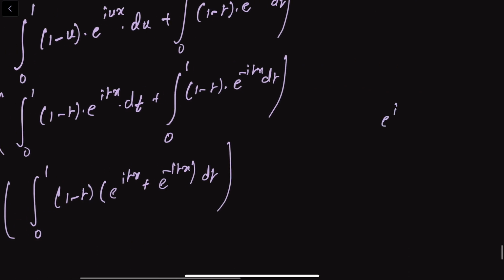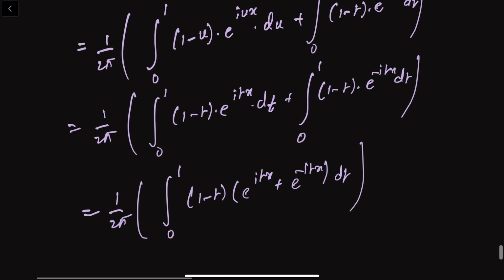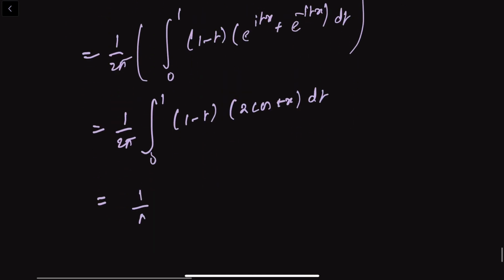Now we know e to the power ix is cos x plus i sin x, and e to the power minus ix is cos x minus i sin x. If we add these two, e to the power ix plus e to the power minus ix, divided by 2, is nothing but cos x. In the same way, e to the power itx plus e to the power minus itx will be 2 cos tx. So 1 by 2 pi, integral 0 to 1 of 1 minus t into 2 cos tx dt. So that is 1 by pi, integral 0 to 1 of 1 minus t, cos tx dt.